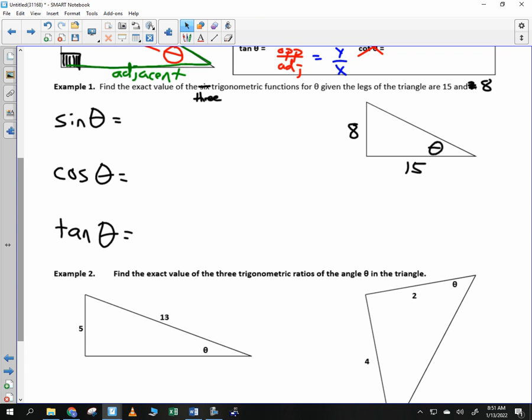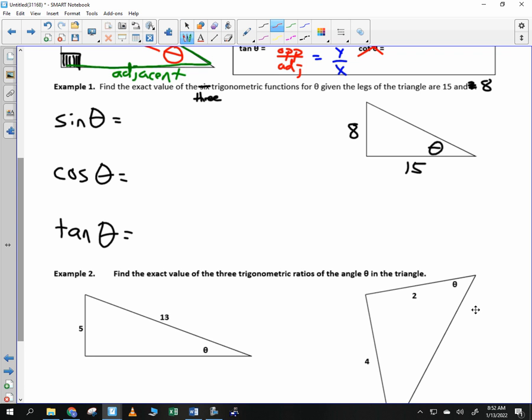What I want you to do is spend 2 minutes working with somebody, and I want you to see if you can, number 1, label these as opposite, adjacent, and hypotenuse. And second of all, see if you can come up with what the hypotenuse is. Go. Talk. Figure out something. Go. 5, 4, 3, 2, 1.